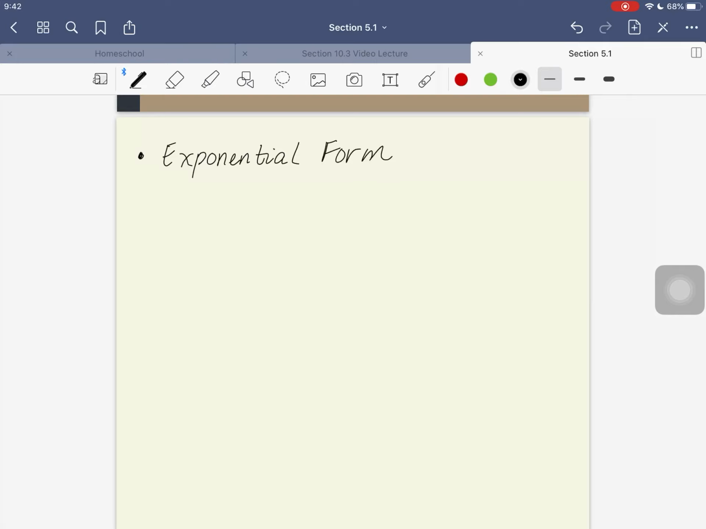All right, a number is said to be written in exponential form if it is written this way, where a is the base and m is the exponent. And the exponent tells you the number of times to multiply the base times itself. For example, 2 to the third power means that you're going to multiply 2 times itself 3 times. And 2 times 2 times 2 is 8.